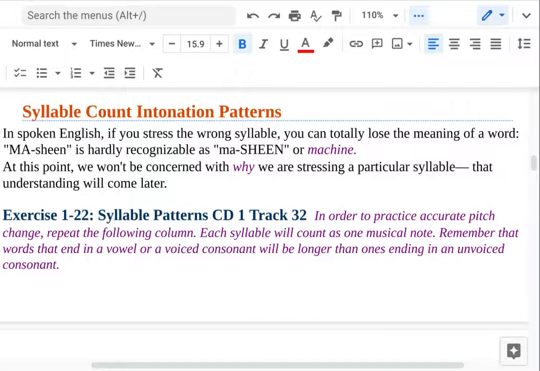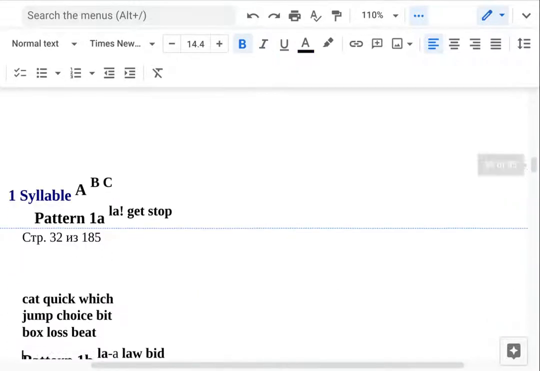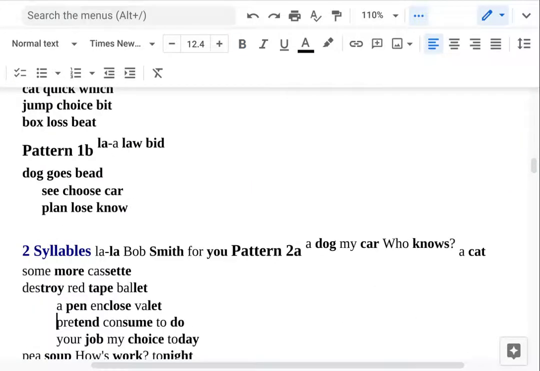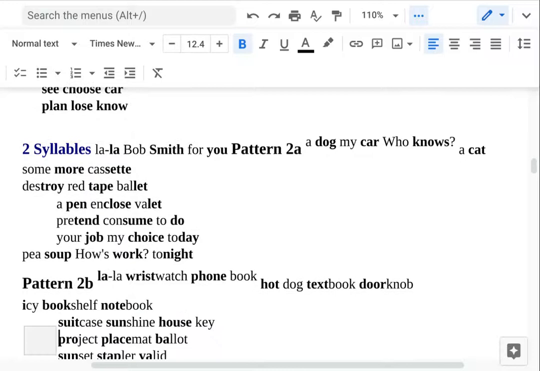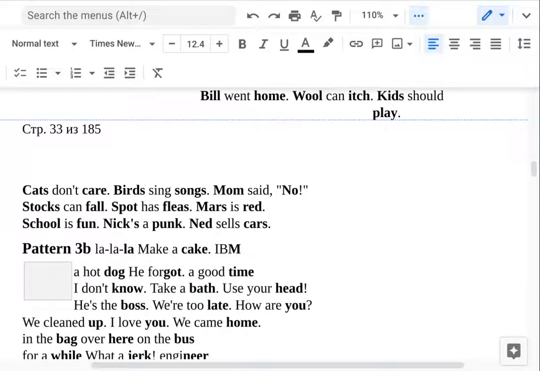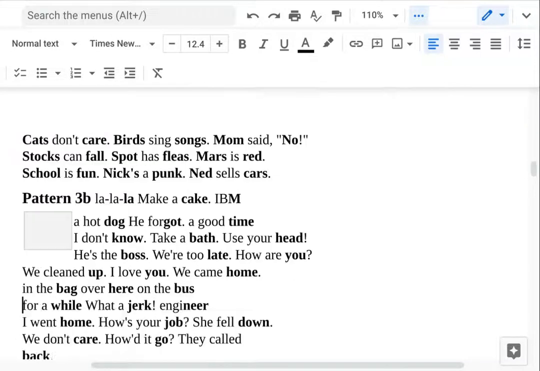Bob won't know. Sam's the boss. Susie's nice. Bill went home. Cats don't care. Stocks can fall. School is fun. A hot dog. I don't know. He's the boss. We cleaned up. In the bag. For a while. I went home. We don't care. It's in March.